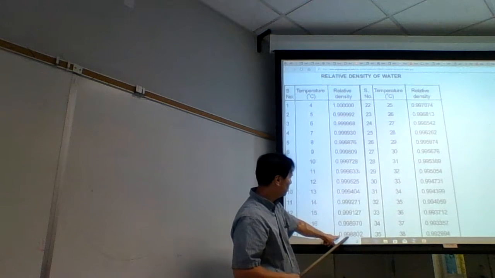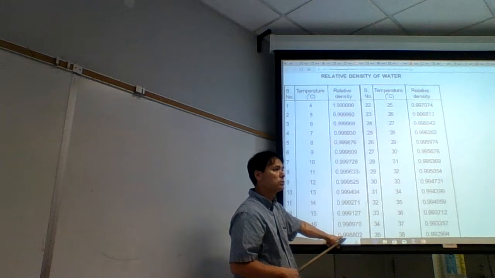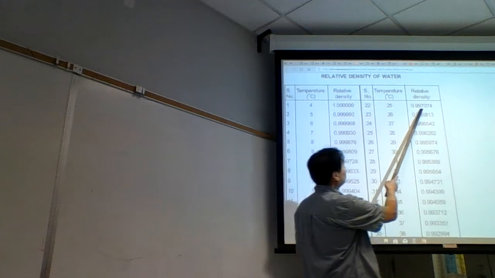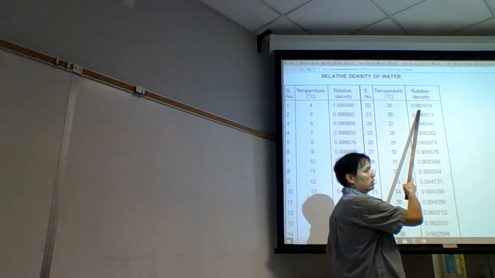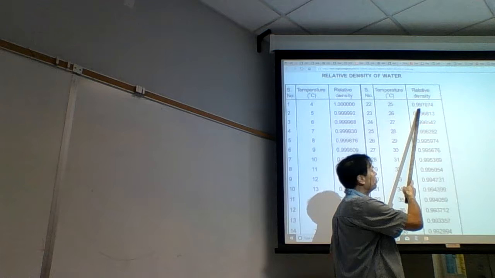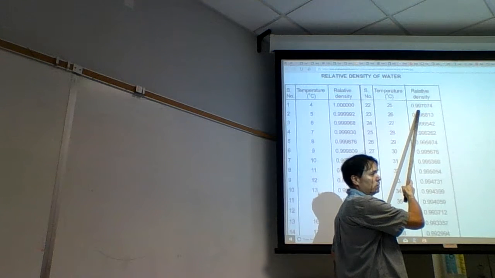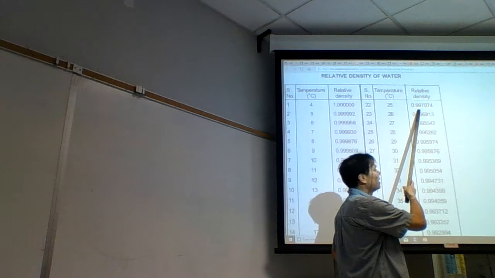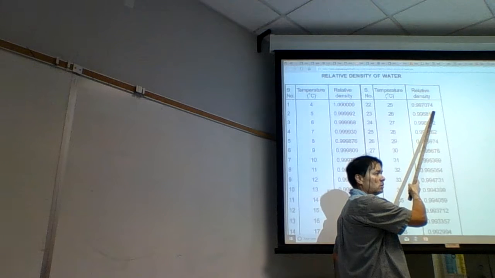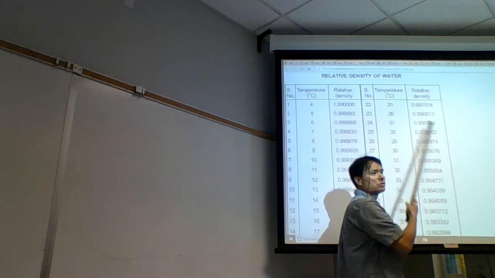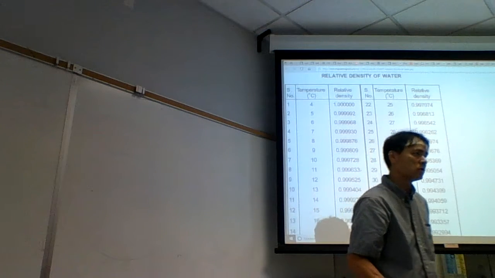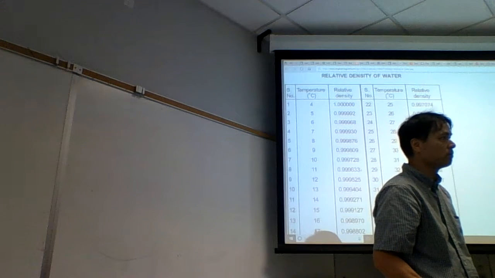It works down to here. If we round that to 3 sig figs, 1.00. If we round this to 3 sig figs, would it work? No, what is this number rounded to 3 sig figs? 0.997. We drop to 0. So it fails at room temperature. So we can't call water 1.00 grams per milliliter at room temperature.